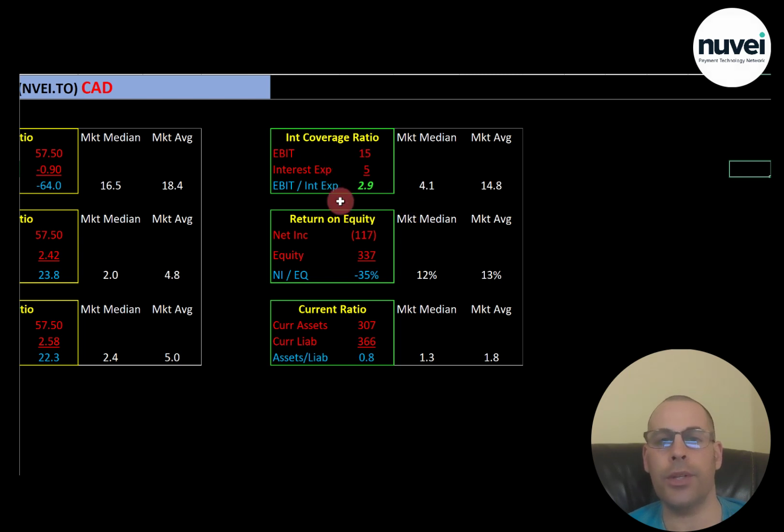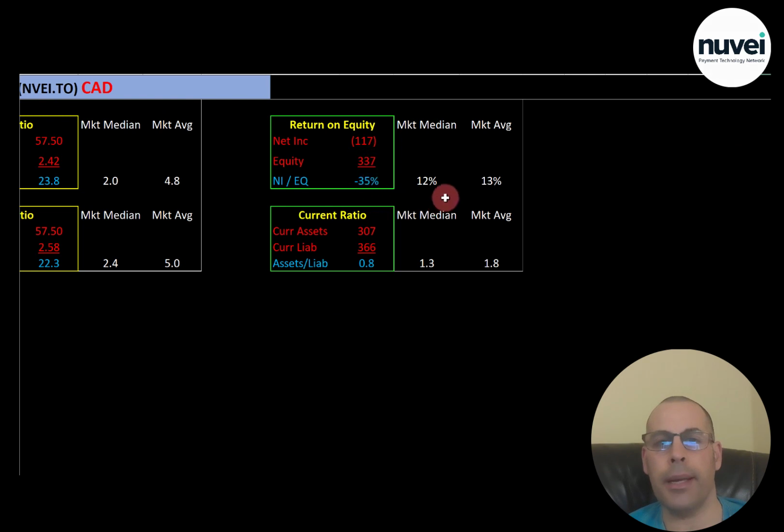They do have a good interest coverage ratio. The median is 4.1, the average is 14.8. Interest coverage ratio is EBIT over interest expense. I like to see above 2.0, they're at 2.9. So they can cover their interest payments. EBIT is earnings before interest and taxes, also called operating income on the income statement.